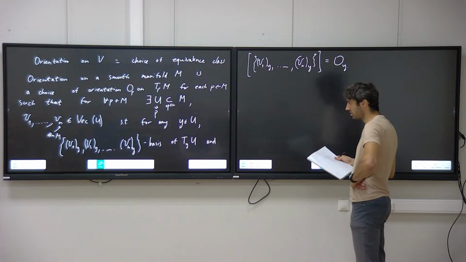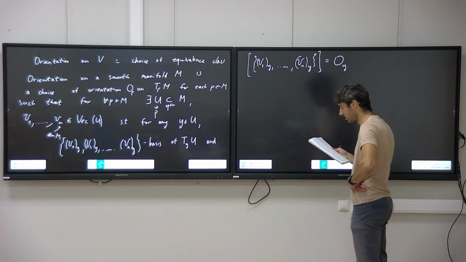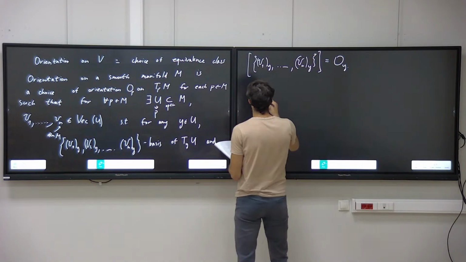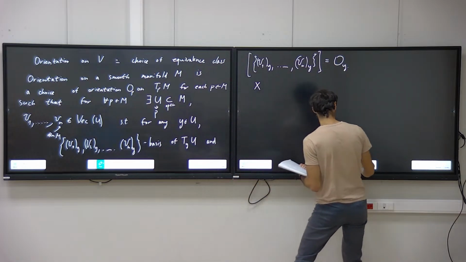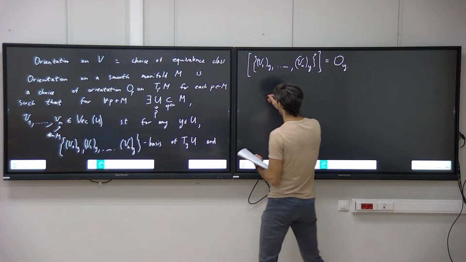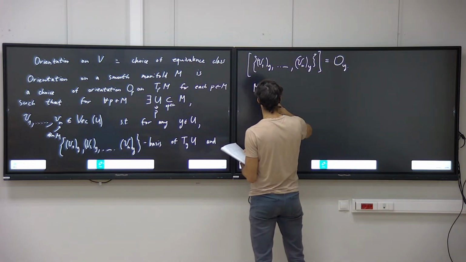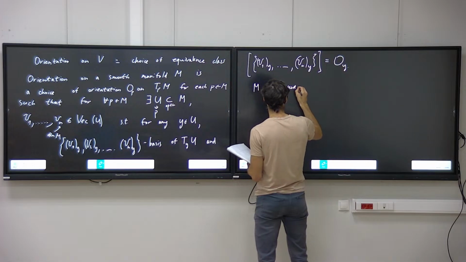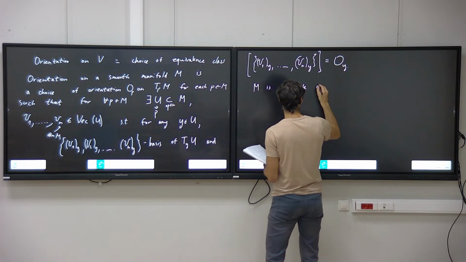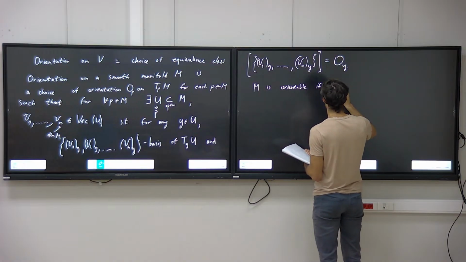Well, sometimes it exists, sometimes it does not exist. But when it does exist, we say that my manifold M is orientable if an orientation exists.